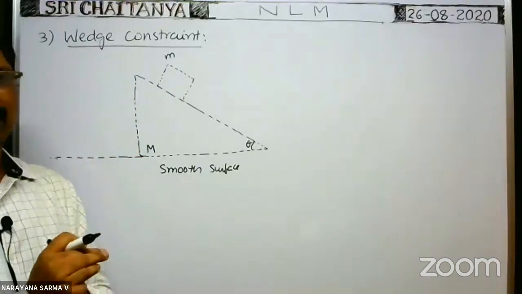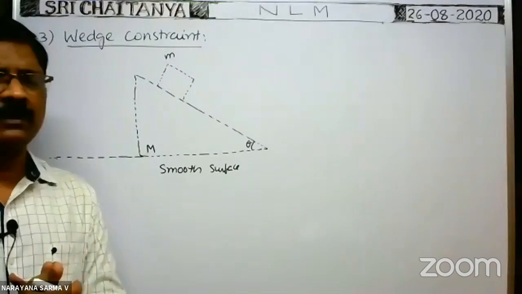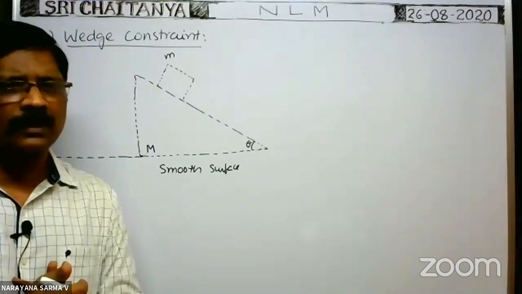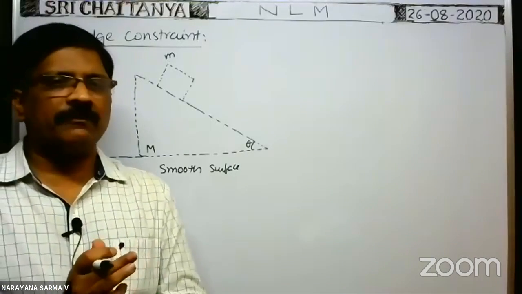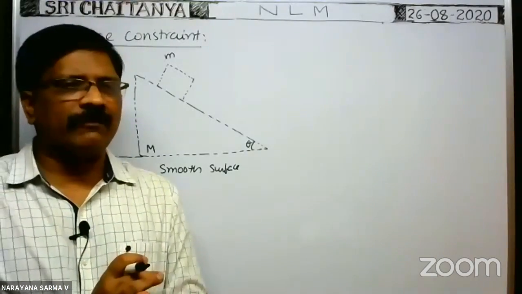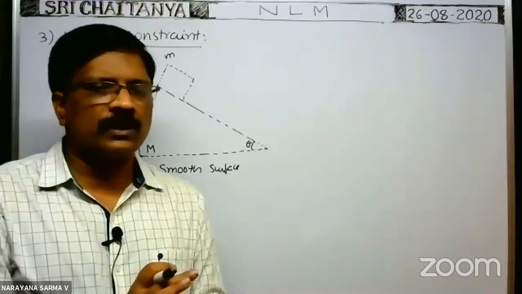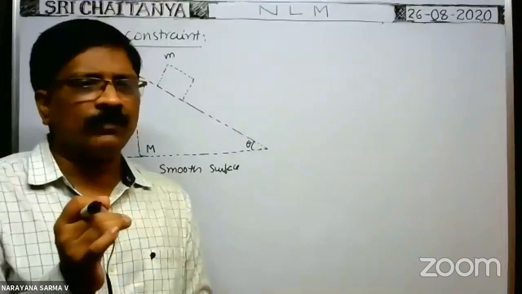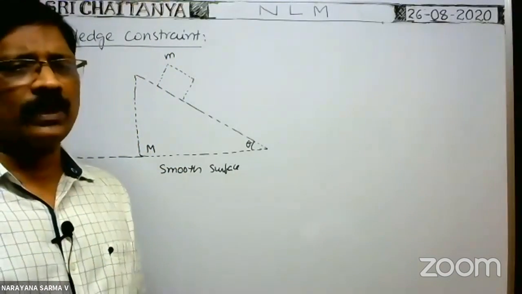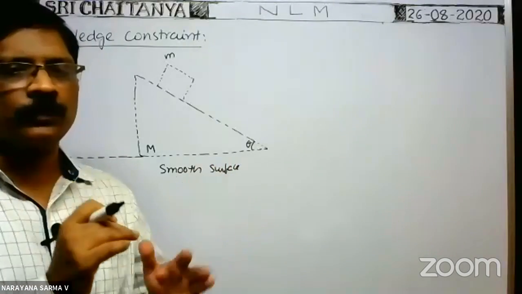All are smooth. When you release the system, that means when you release the block, what about the motions of the wedge and block? Tell me. In which direction does the block travel? In which direction does the wedge travel? I am not asking what is the velocity of the block, what is the weight of the block, etc. When you release them, in which direction do they move?